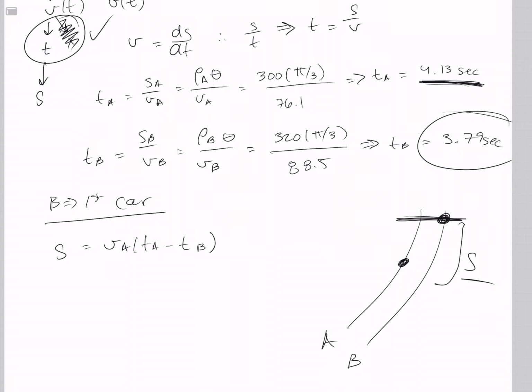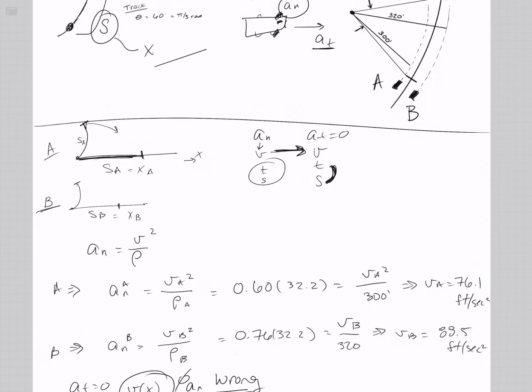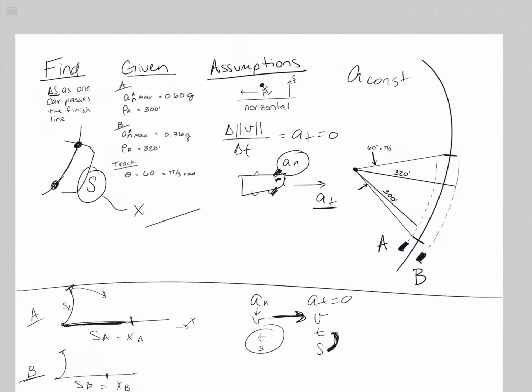So this arc length here, s, is going to be equal to the velocity of A times the difference between the time of car A and the time of car B. That will be 76.1 times (4.13 minus 3.79). Overall, that is going to be 25.9 feet. Now we have successfully worked through all the equations to find which car goes first and the distance between the two. So good job. You guys did great.